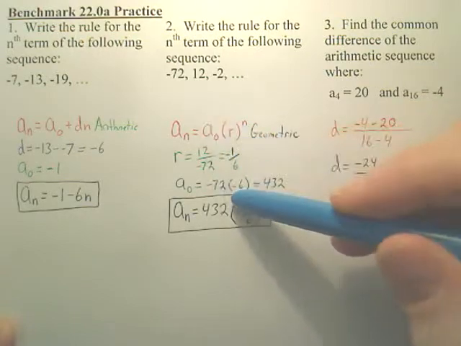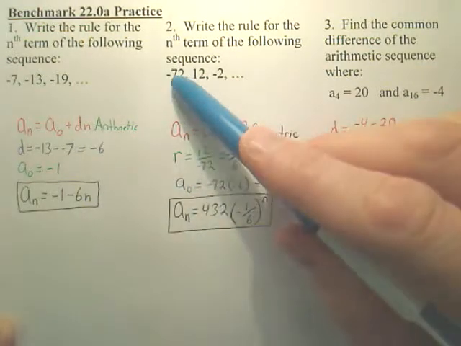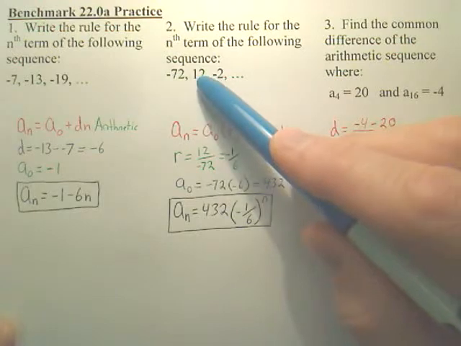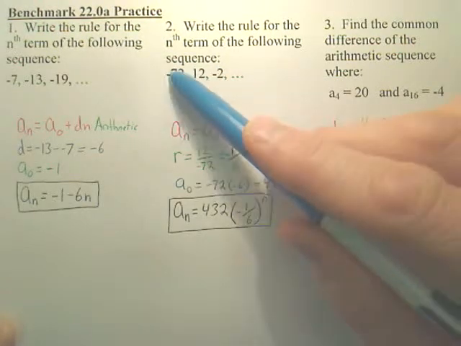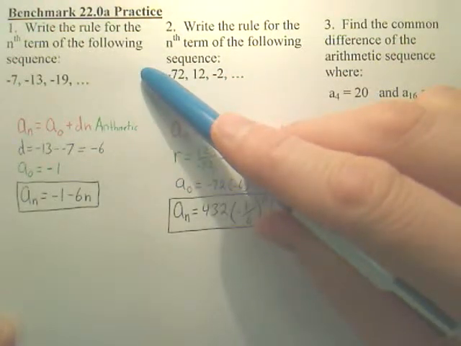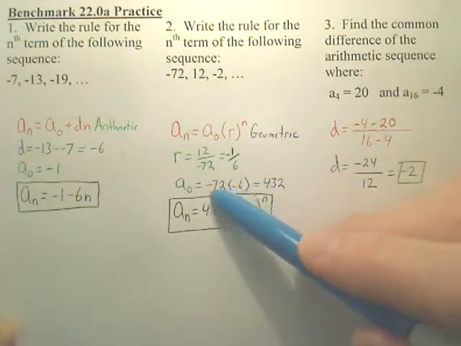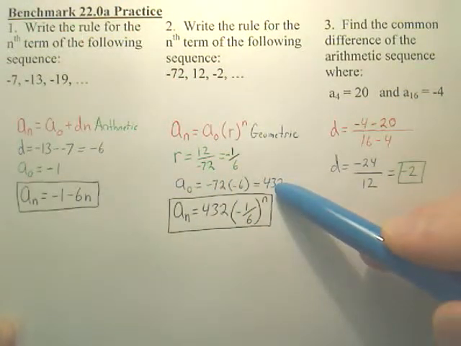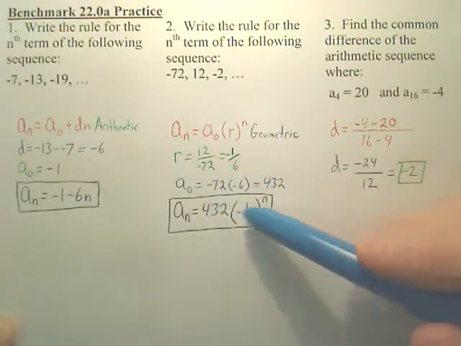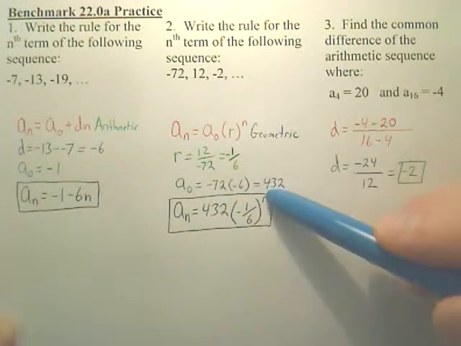Anywho, we need the zero term for this formula. See it right here? The zero term would be the term in front of this. If you're dividing by -6 this way, you'd be multiplying by -6 this way. So if you multiply by -6, you get 432. So the term before we start is this, and this is your common ratio to the nth power.